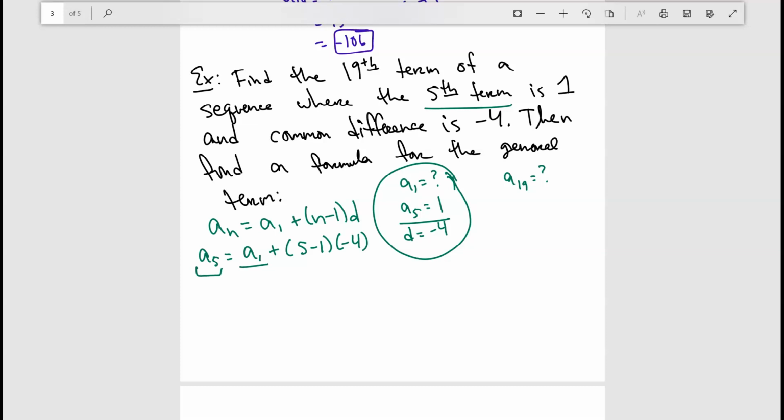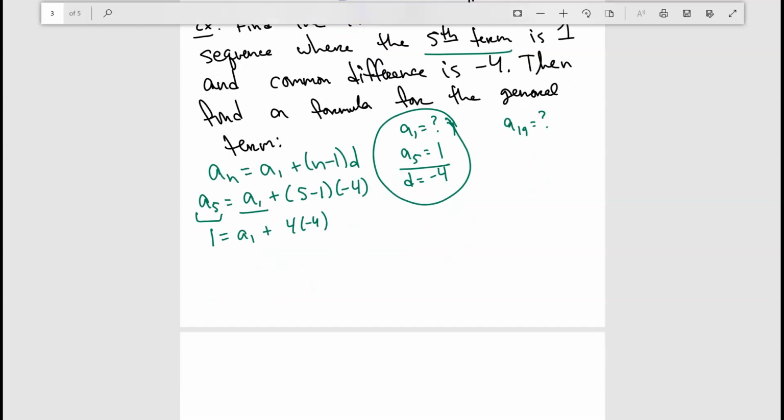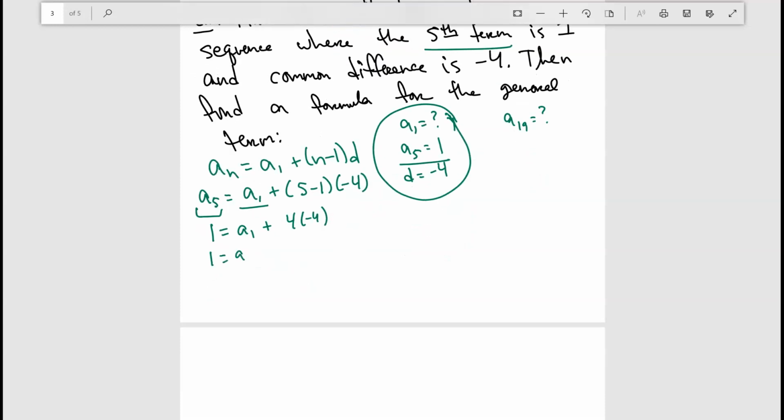a_5 in this case is just equal to 1. So 1 equals a_1 plus 4 times -4. So I'm going to have 1 is equal to a_1 minus 16. I'm going to add the 16 over, and I'm going to get that the first term is equal to 17.